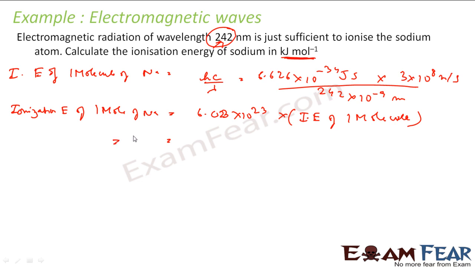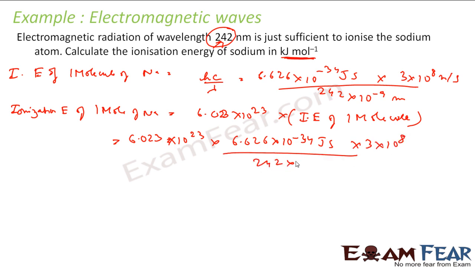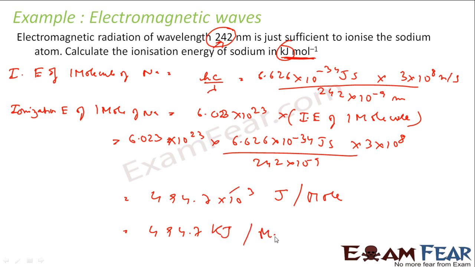So you solve this, you get 6.023 into 10 to the power 23 into 6.626 into 10 to the power minus 34 joule second into 3 into 10 to the power 8 by 242 into 10 to the power minus 9. So we solve this, you get 494.7 into 10 to the power 3 joule per mole. I am looking in kilojoule per mole, so I'll make it 494.7 kilojoule per mole.